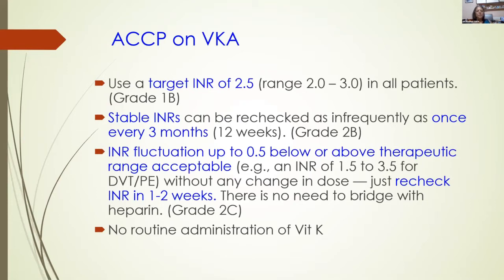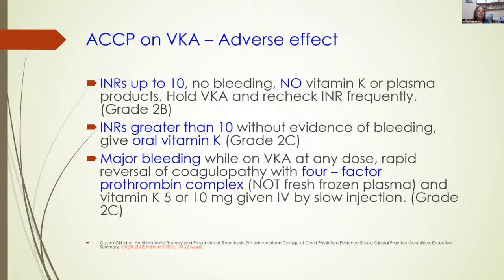An INR fluctuation of plus or minus 0.5 is acceptable and we should not change the dose. We should only repeat the INR in 1 or 2 weeks and then decide whether any change is required. Vitamin K should not be administered to these patients. And coming to adverse effects, because that is something that we should be worried about. I think anticoagulant prescription is probably the most dangerous prescription that any surgeon would ever be writing, because it is associated with multiple possible complications, and they can be fatal as well.